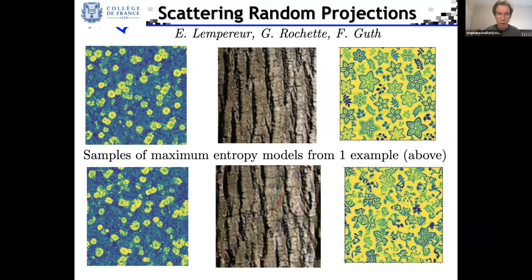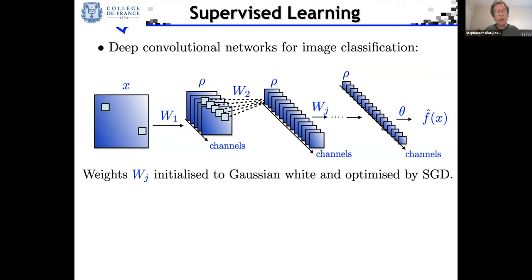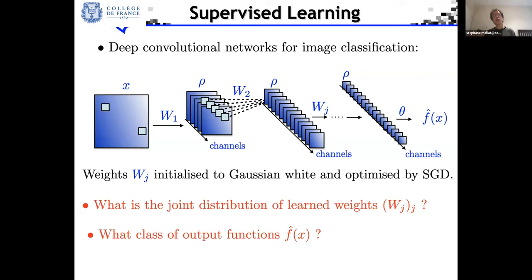The question now is, what is that going to have to do with real deep networks? To look at this problem, I'm going to look at the problem of supervised learning, and namely at classification. So let me come back to a standard deep network. In this case, you have weights, and these weights are going to be learned with stochastic gradient descent by initializing them as a Gaussian white noise. Now, because you initialize them as a Gaussian white noise, if you do two trainings, you are going to get two sets of weights. So you can interpret these matrices as being matrices of random variables.